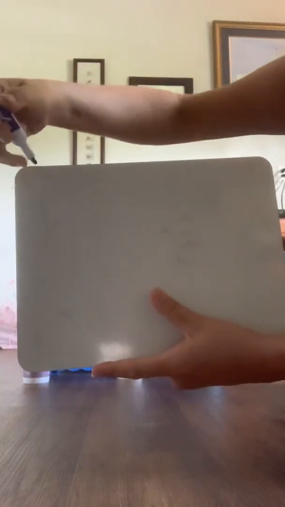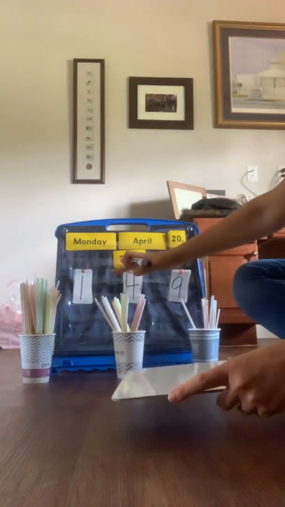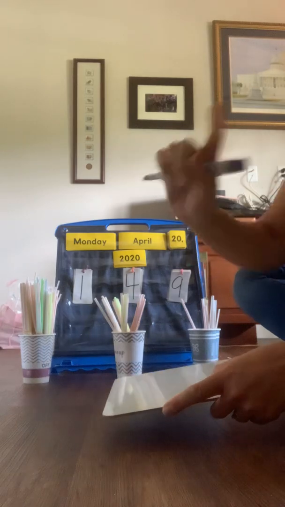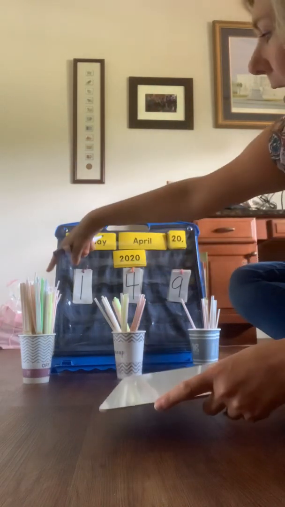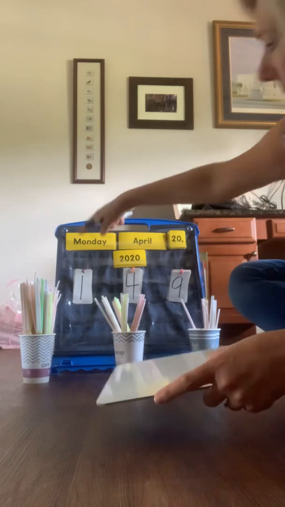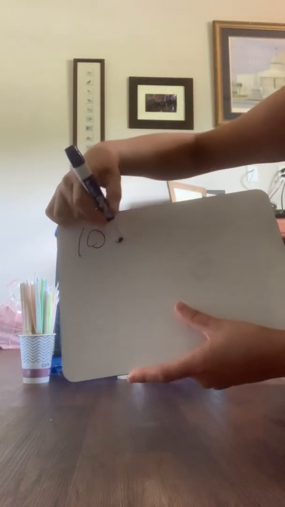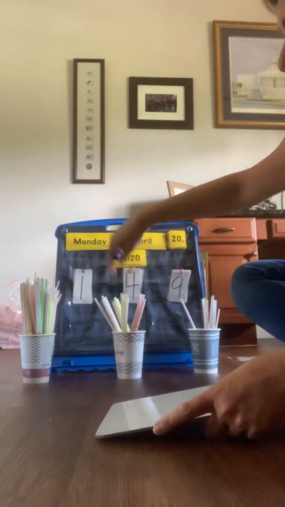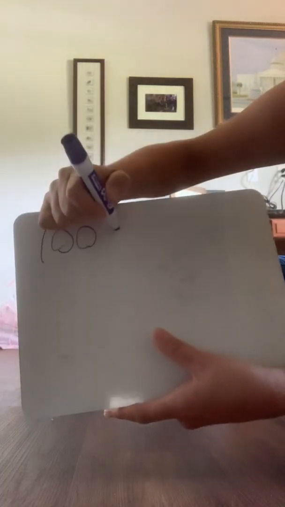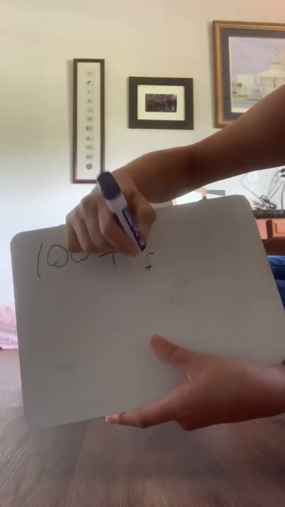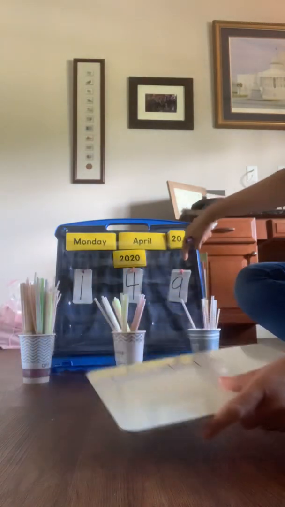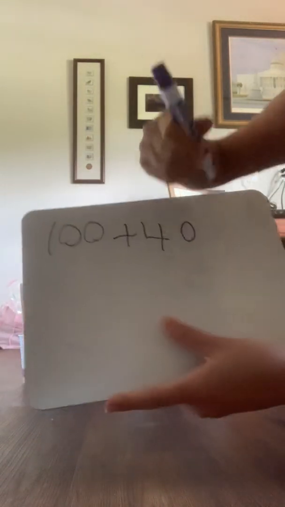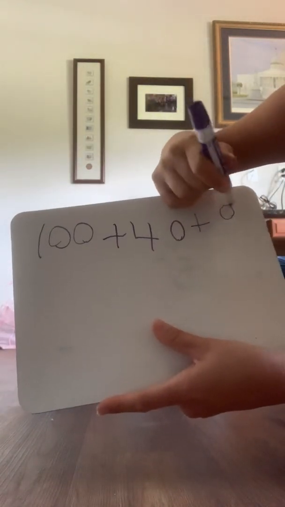149 in expanded notation. So remember, that's when we tell the hundreds plus the tens plus the ones. It's been a while, but remember, that's not 1 plus 4 plus 9. The 1 means it's a group of what? 100. Plus the 4 means it's 4 groups of 10. So it's plus 40. And now we can take a look at the ones. 9 ones. 100 plus 40 plus 9.